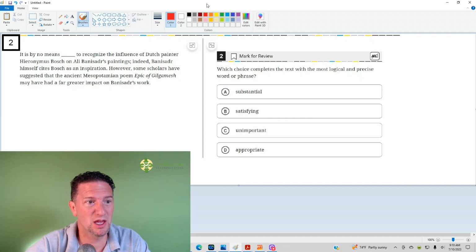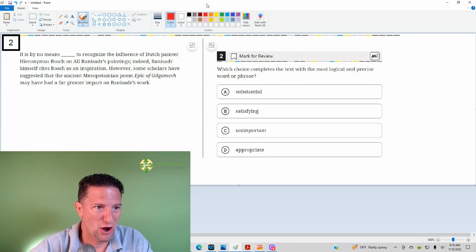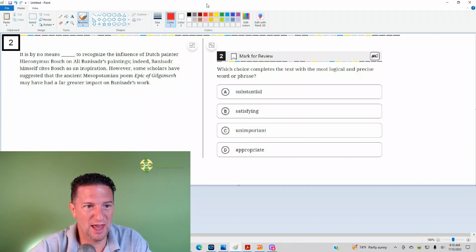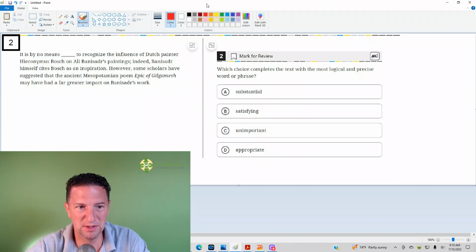Number 2 reads, "It is by no means blank to recognize the influence of Dutch painter Hieronymus Bosch on Ali Banisadr's paintings. Indeed, Banisadr himself cites Bosch as an inspiration. However, some scholars have suggested that the ancient Mesopotamian poem Epic of Gilgamesh may have a far greater impact on Banisadr's work." Which choice completes the text with the most logical and precise word or phrase?